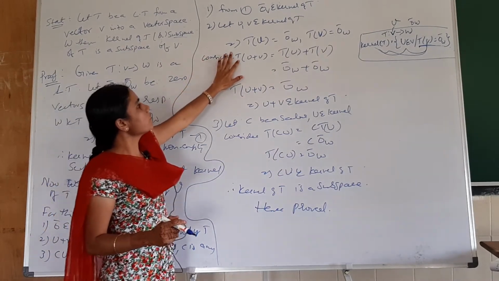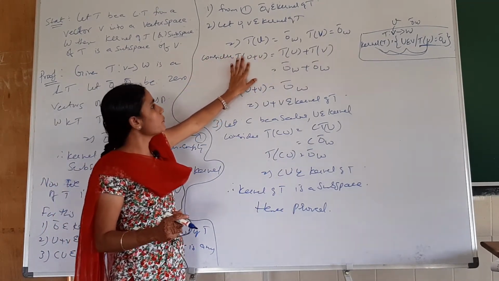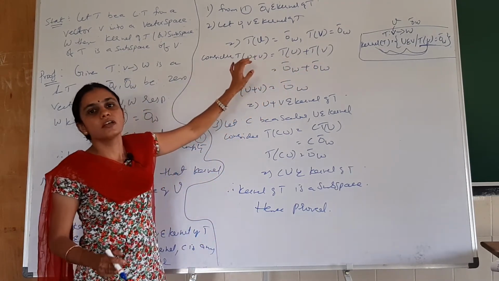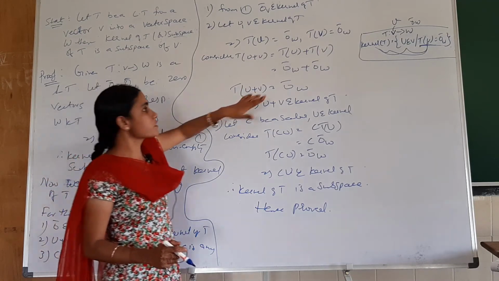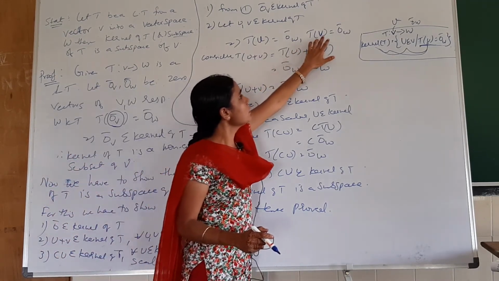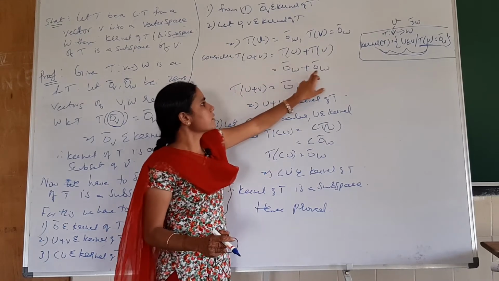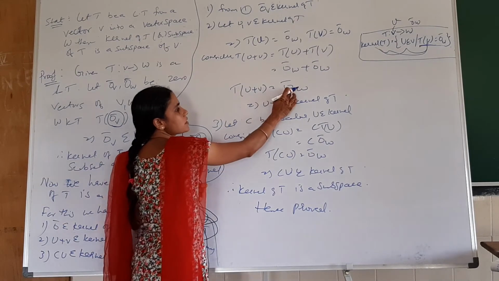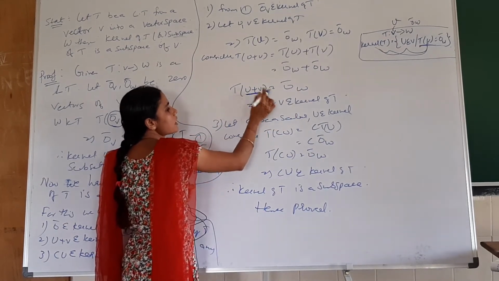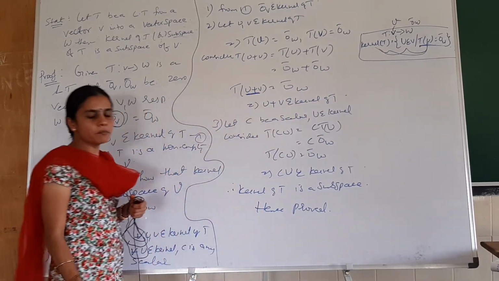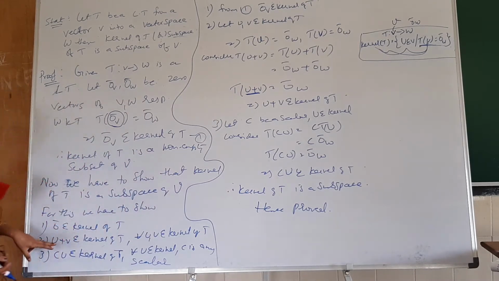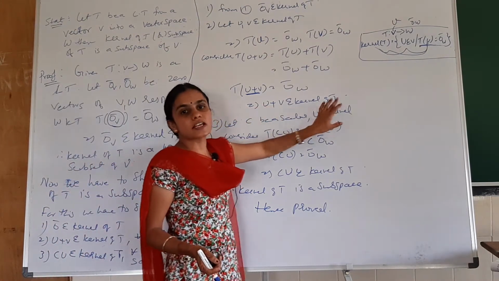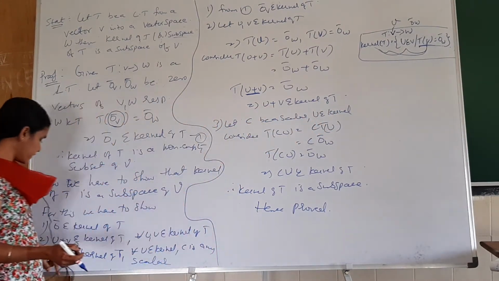Now consider T of u plus v. That is equal to T of u plus T of v. This is by the definition of linear transformation. T of u is nothing but 0 vector in W. T of v is nothing but 0 vector in W. 0 vector plus 0 vector you will be getting 0 vector. Now again see here, T of something is equal to 0 vector in W. That means this element goes to your kernel of T by the definition of kernel of T. So you got the second condition also: u plus v belongs to kernel of T. The second condition is satisfied.